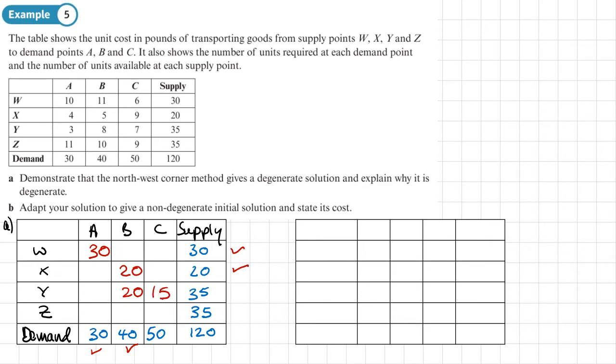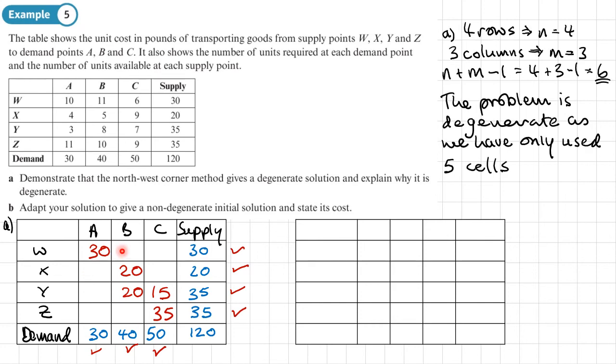Demand point C, and they need another 35. So I can tick this one off. They've used up all their supply, 35 here. And that means they've had their demand met and suppliers used up all their supply.